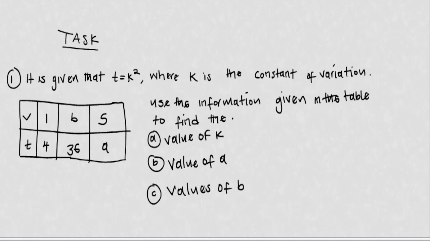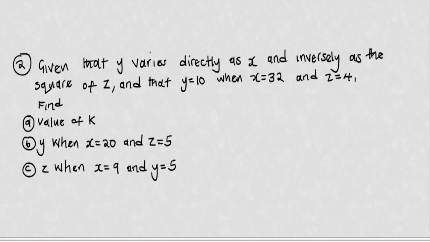The second question is as follows. Given that y varies directly as x and inversely as the square of z, and that y is equal to 10 when x is equal to 32 and z is equal to 4. Find a value of k, b y when x is equal to 20 and z is equal to 5. Find z when x is equal to 9 and y is equal to 5. Alright.